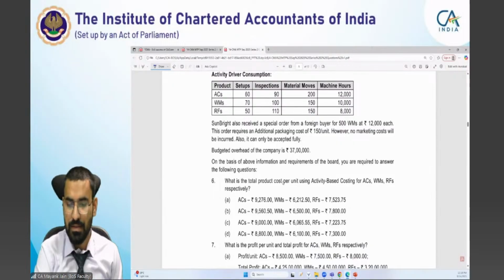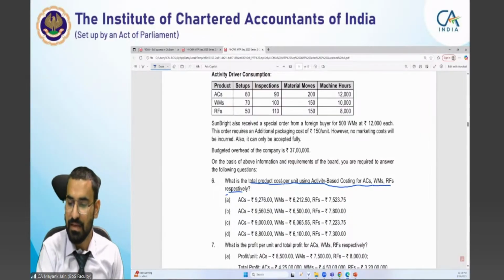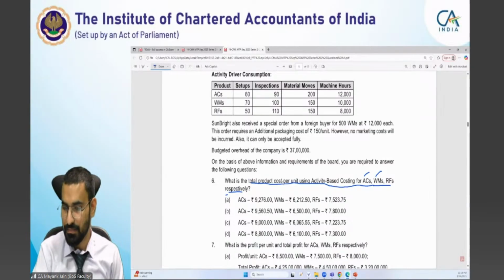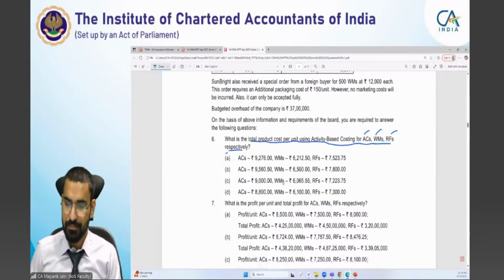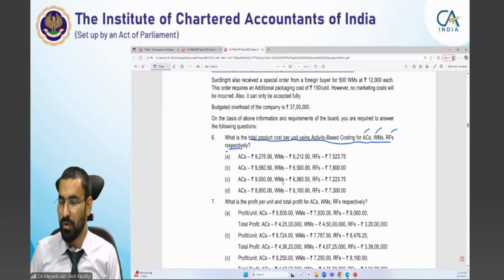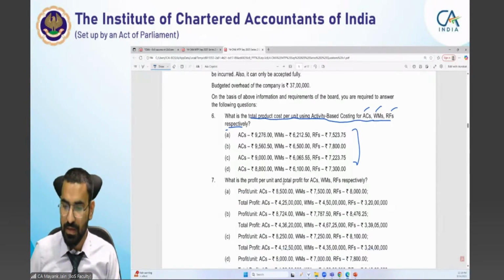What is the total product cost per unit using ABC for ACs, washing machine, refrigerators, respectively? AC is for air conditioner, WM is for washing machine, and RF is for refrigerators. So we have to calculate the total cost per unit for all of the products respectively. We are given the four options. We'll see while calculating the answers.